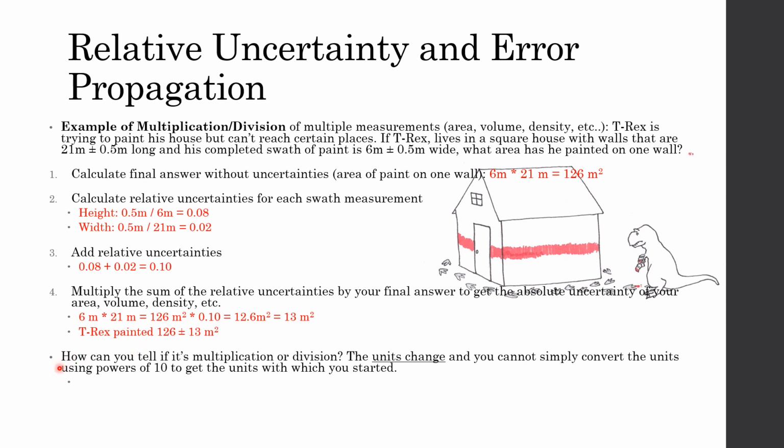The last thing that I want to mention is how we can tell that this is a multiplication or division problem. The way we can tell is because the units change, right? We started out with 2 separate meters measurements, and then we ended up with meters squared, right? So you can see here in the answer, we start out with meters, we end with meters squared. And you cannot convert back to that by multiplying by a multiple of 10. So yes, our units have changed. That means we had to use relative uncertainty. We could have used percent uncertainty as well. But we'll get to that at a later slide.